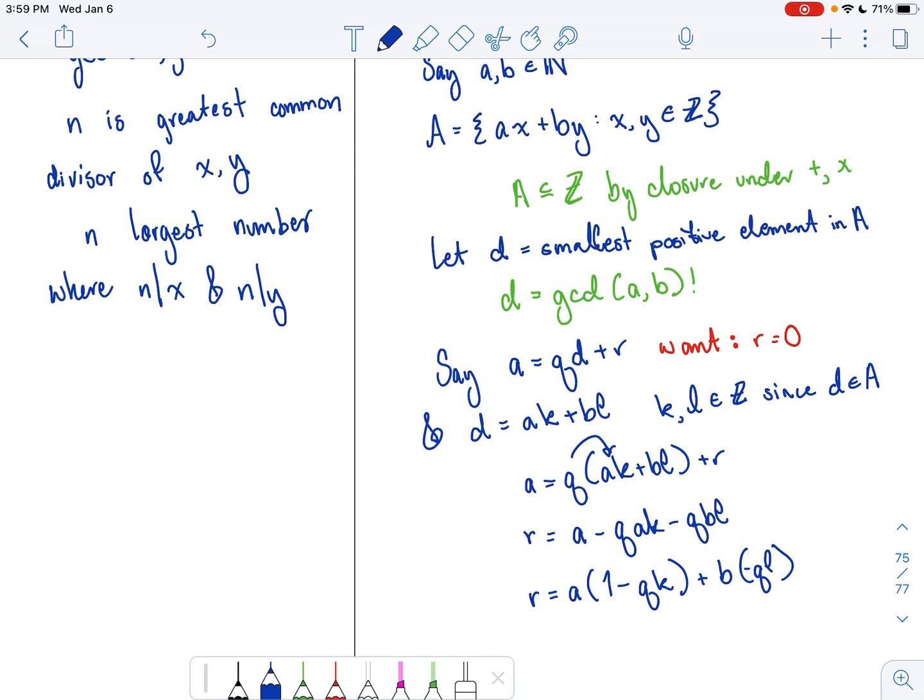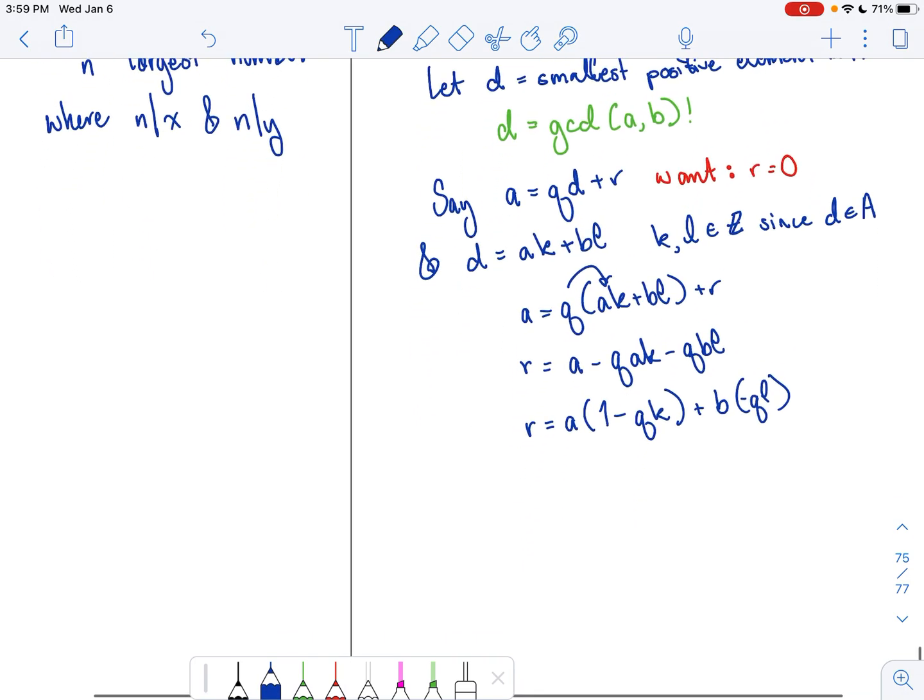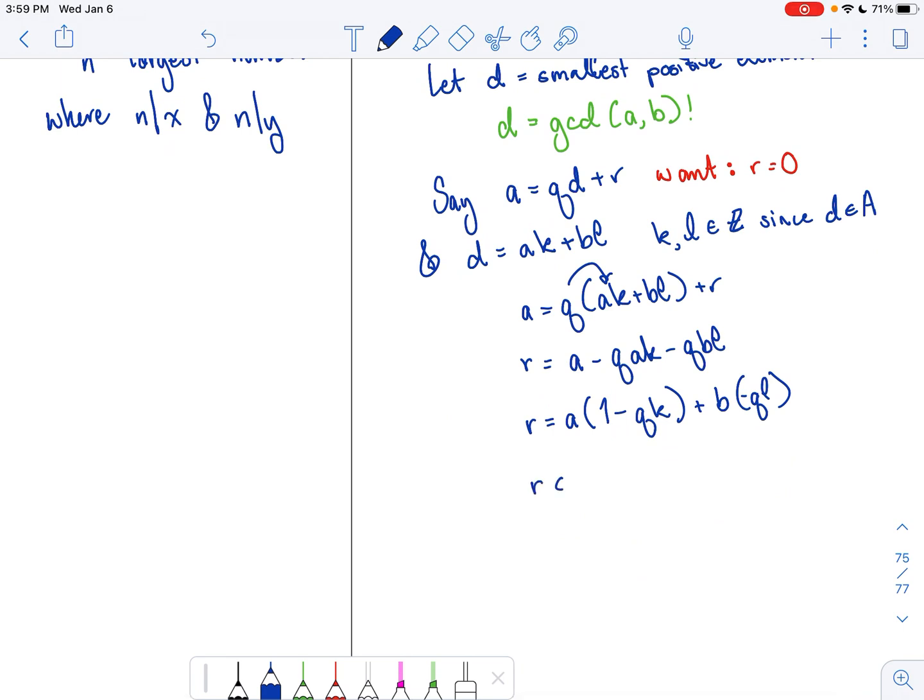So what you'll notice that I've done here is now we know that the remainder is equal to A times something plus B times something. So what this tells us is that R is in A. However, because of the definition of a remainder, R must be between 0 and D, because that's how remainders work when we divide. The maximum remainder is D minus 1.